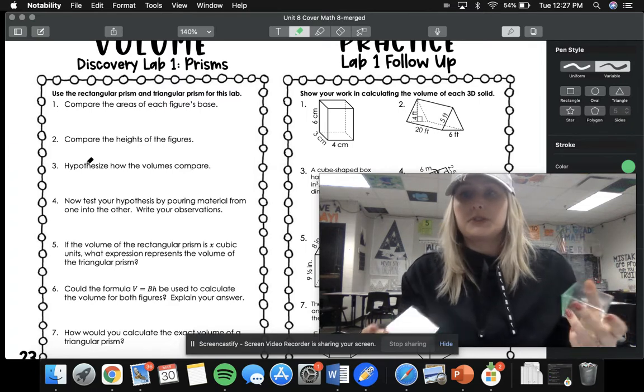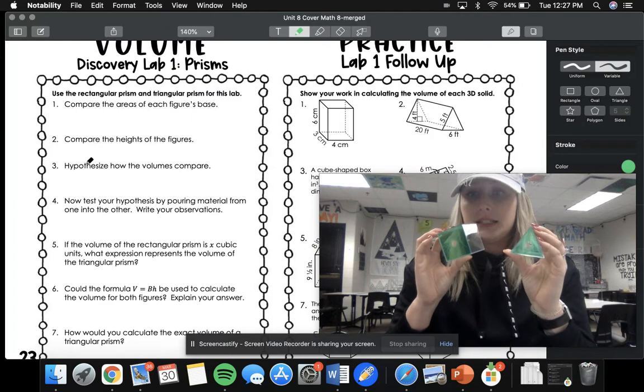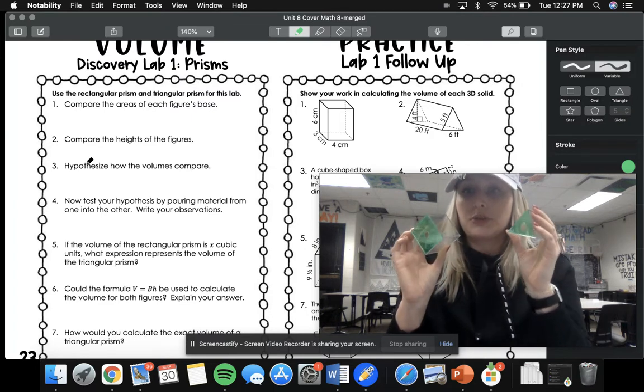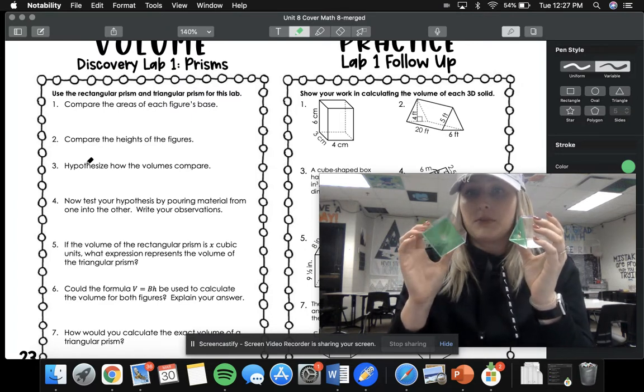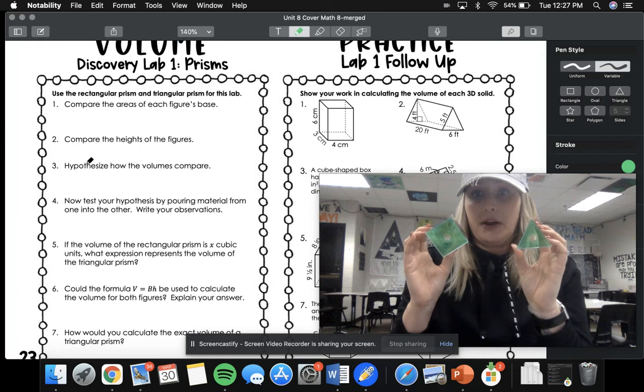The first question I want you guys to answer is, how do the areas of the bases compare? So we're looking at just the green. I want you guys to write down what you think. How do the areas of the rectangular prism and the triangular prism compare? How does their area compare?